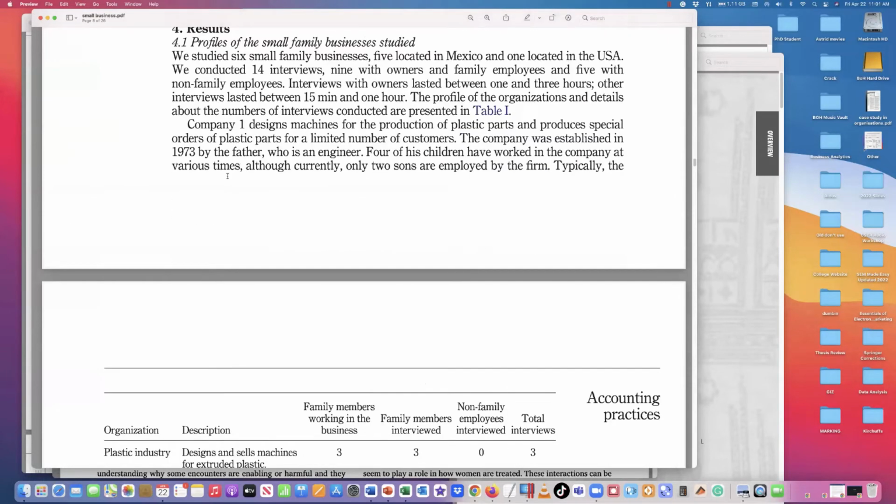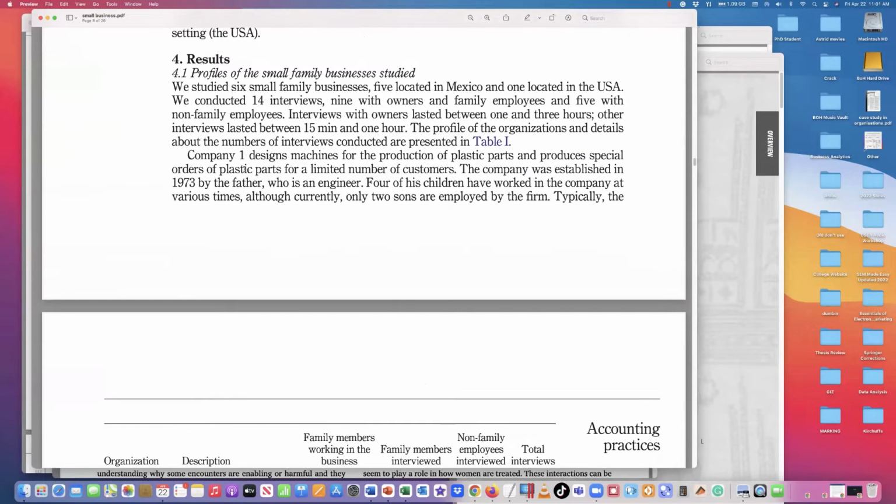So look at company A, and it tells you how they interviewed them. We studied 6 small family businesses, 5 located in Mexico, 1 in the USA. We conducted 14 interviews, 9 with the owners or the family employees, and 5 with other non-family employees. Okay. So somebody will ask, how many do you need? If there are 6 family businesses, it means that at least 2 people are interviewed in each of them. That's what you can get.